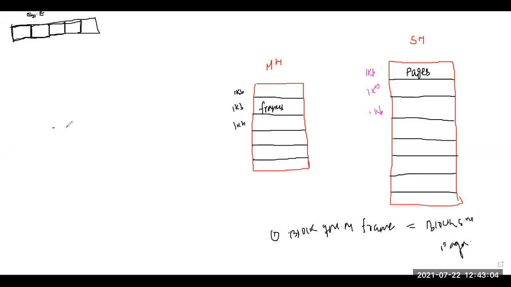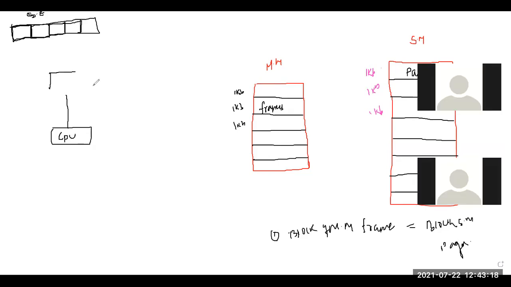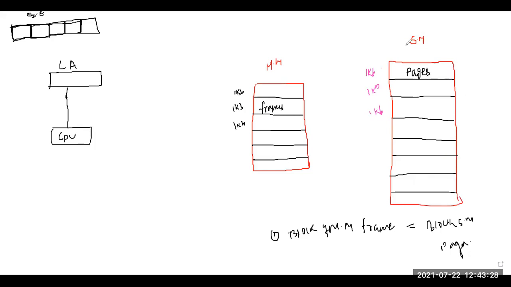Now what we know is that there is a CPU which is always generating a logical address. So what I have to do now is convert this logical address to a physical address if the memory allocation is non-continuous. So what do you understand by non-continuous? Now suppose there is a process.